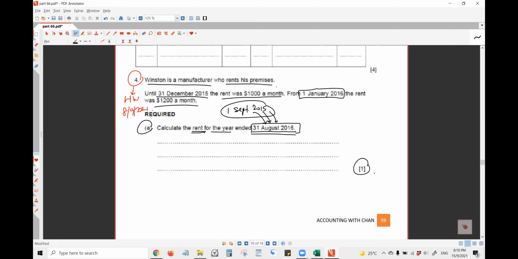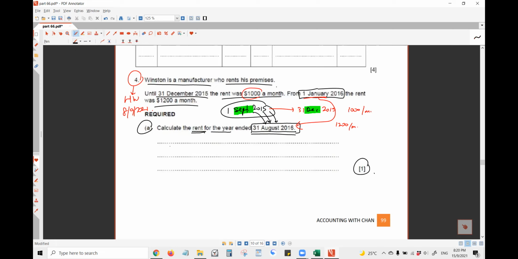Okay, so how to calculate? You have to be very sensitive with the calculation of months. Otherwise, you would do it wrongly. From 1st September 2015 until 31st December, the rent per month is 1,000. Then from this day onward until the year end, the rent is 1,200 per month. Okay, so how many months are there? From September 1st until December 31st? September, October, November, December. 4 months.